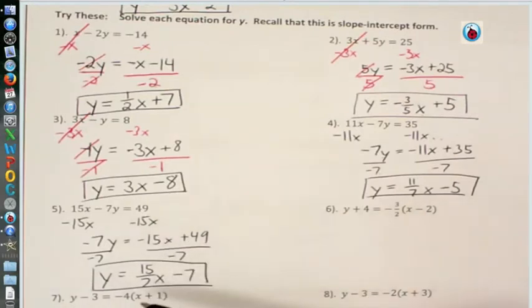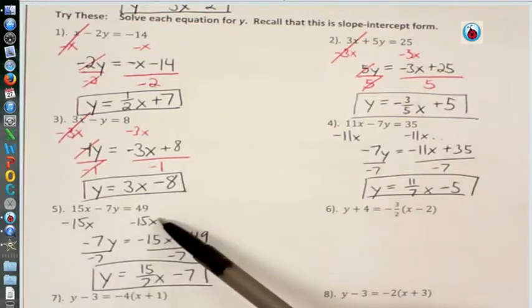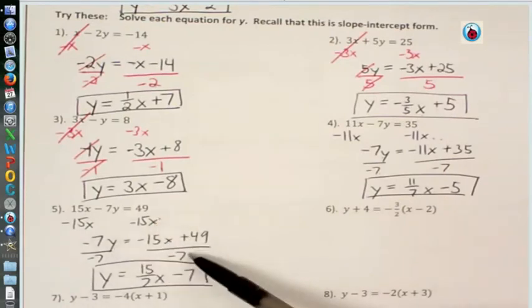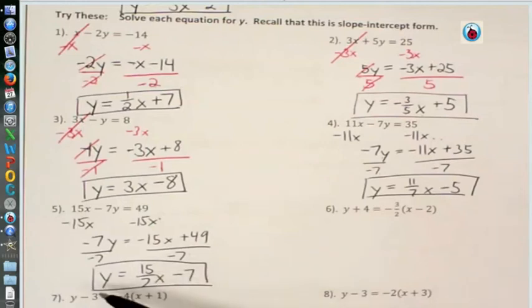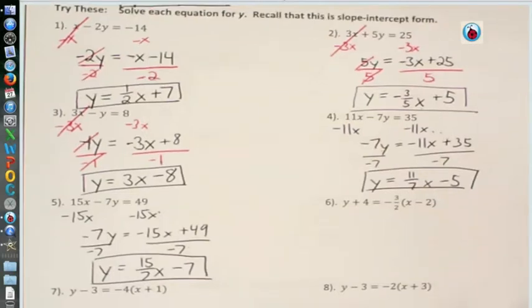Number 5, I subtracted 15x from both sides. I then divided both sides by negative 7. I end up with y equals positive 15/7x minus 7. If you didn't get the same answers as I did, look over my work, look over your work, see where the mistake might have occurred.